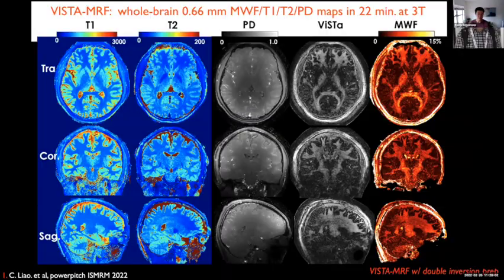So with some of this, we have some limitation in SNR, so we've been pushing another technique to try to do even better. We've been developing this Vista MRF acquisition with a double inversion preparation that allows us to do a whole brain 0.66 millimeter myelin water fraction map, as well as T1, T2, and proton density in around 22 minutes at 3T now. And hopefully we can start to push this to 7T to really be able to get mesoscale multi-compartment quantitative maps with good SNR in a reasonable time frame.